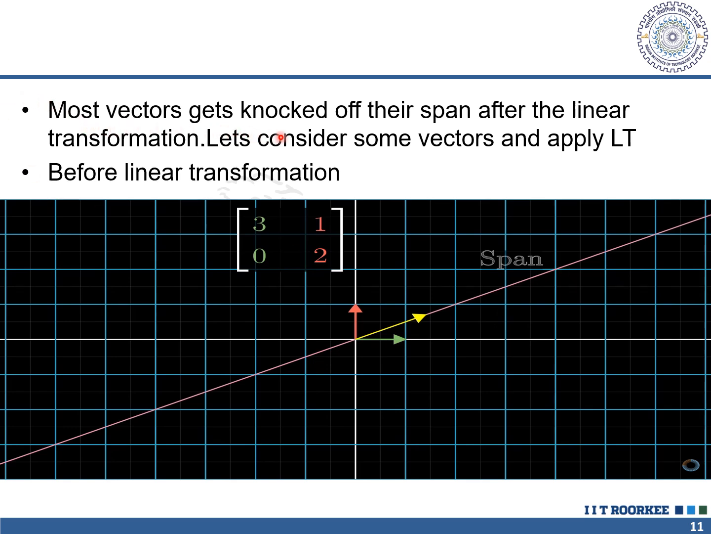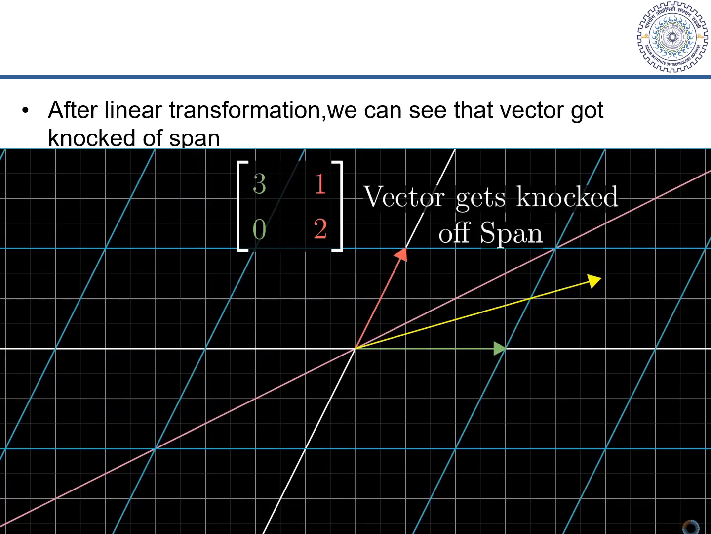Most vectors get knocked off their span after the linear transformation. Let's consider some vectors and apply the linear transformation. This is the graph before the linear transformation. This is the graph after it is applied through the linear transformation. After the linear transformation, we can see the vectors got knocked off their span.